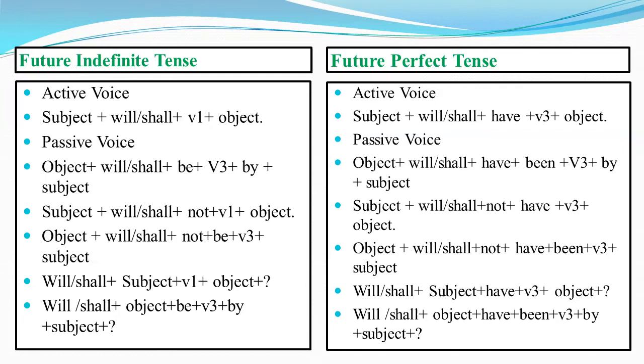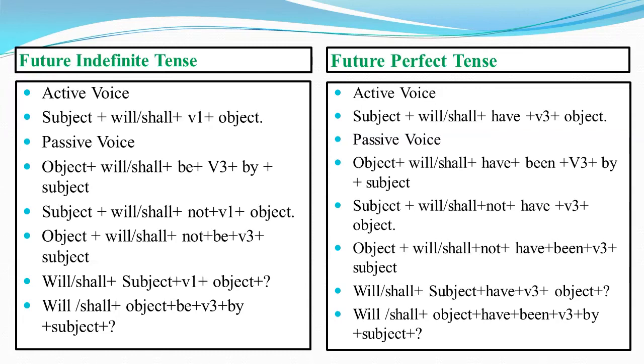Okay. For making negative sentences in active voice, we will write subject first, then will or shall, after that not, then have, then third form of verb, and then object. Okay. In passive voice, we will write object first, then will or shall, then not, then have, and then been, B-E-E-N, been, then third form of verb, and then subject.